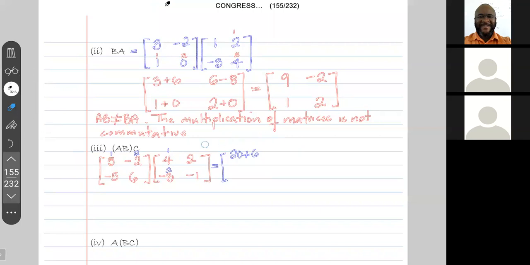Next, I'm going to multiply the top row, but this time by the right column. First element in the row times the first element in the column, second element in the row times the second element in the column. So it's 5 times 2 is 10. Minus 2 times minus 1 is positive 2. I just multiplied the top row by the right column. Now I'm going to multiply the bottom row by the left column.